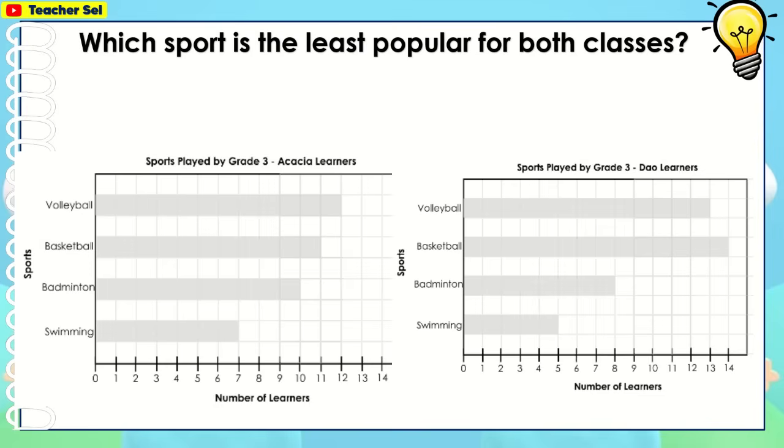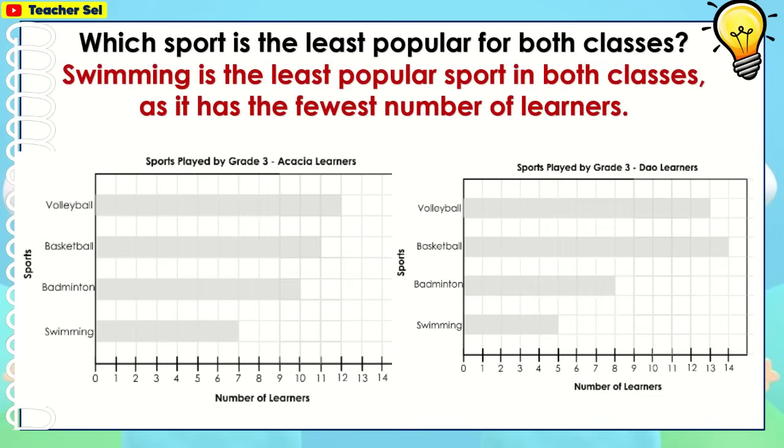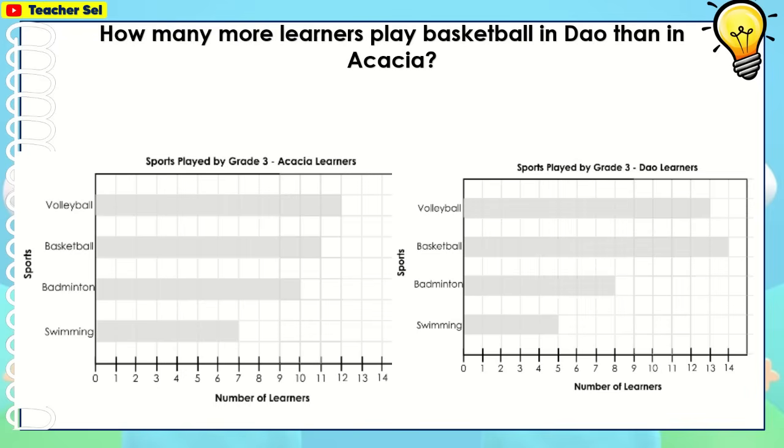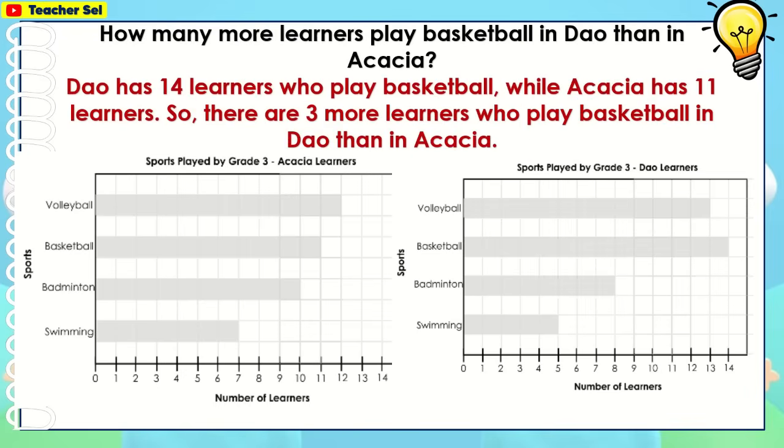Which sport is the least popular for both classes? Swimming is the least popular sport in both classes, as it has the fewest number of learners. How many more learners play basketball in Dow than in Akasha? Dow has 14 learners who play basketball, while Akasha has 11 learners. So, there are 3 more learners who play basketball in Dow than in Akasha.